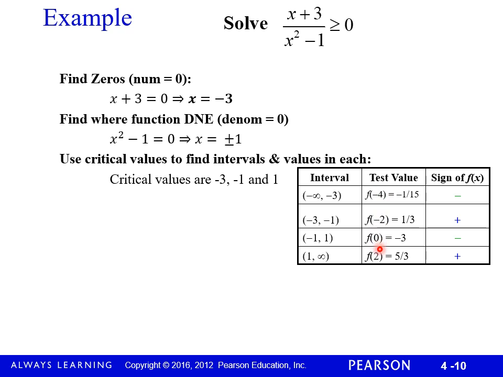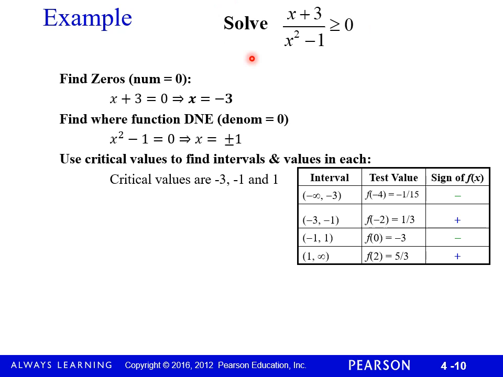We find a value of x in each of these. We use -4, -2, 0, and 2. Use small values, use easy values. 0 is often an easy value to calculate. And then what we're looking for is not so much the value as the sign. So here we can see in the first interval it's negative, then it's positive, then it's negative, then it's positive.